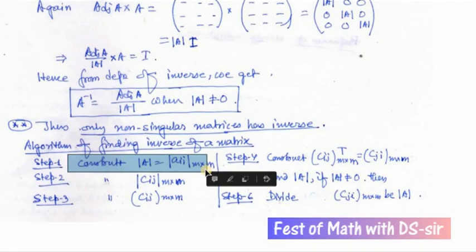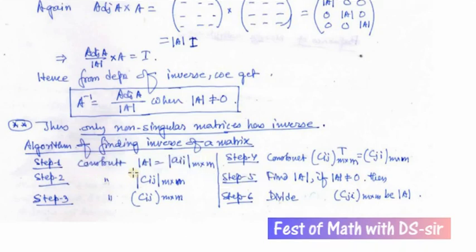No need to follow the other steps. Your conclusion will be there: since its determinant value is 0, its inverse does not exist. If delta is not equal to 0, we will proceed to the second step.